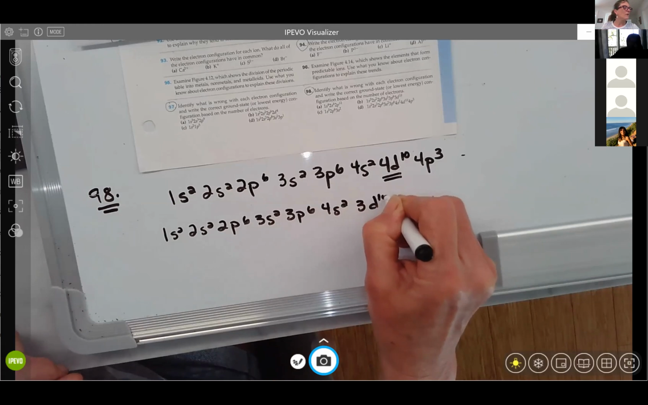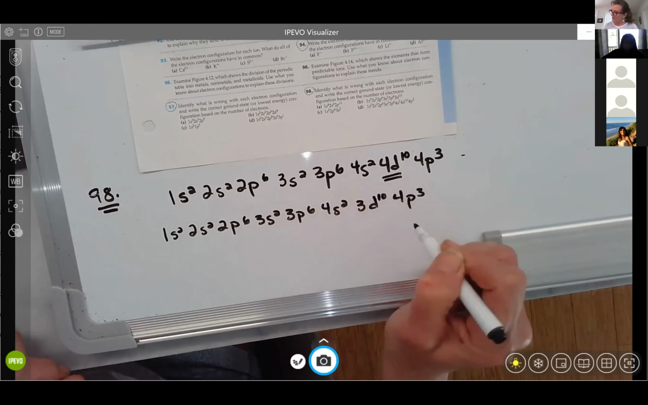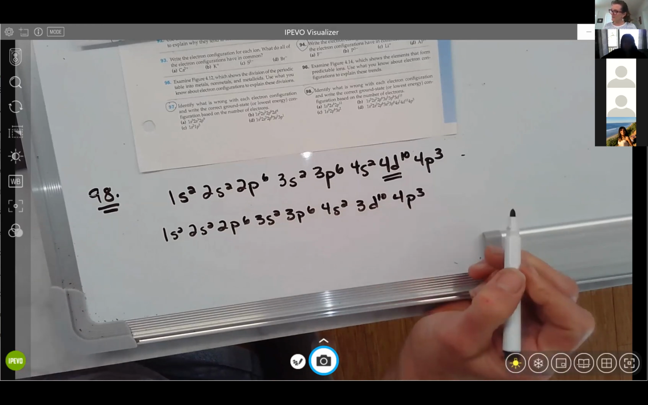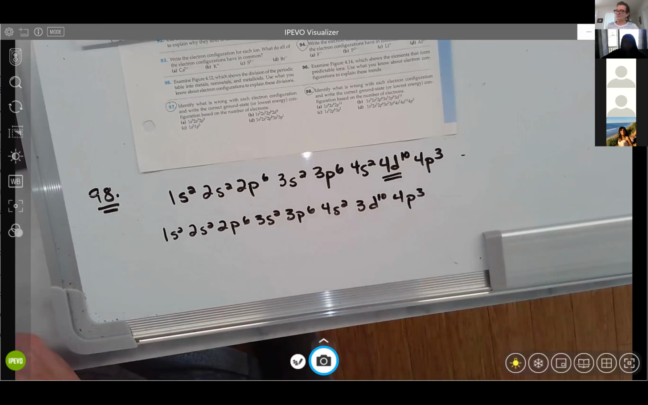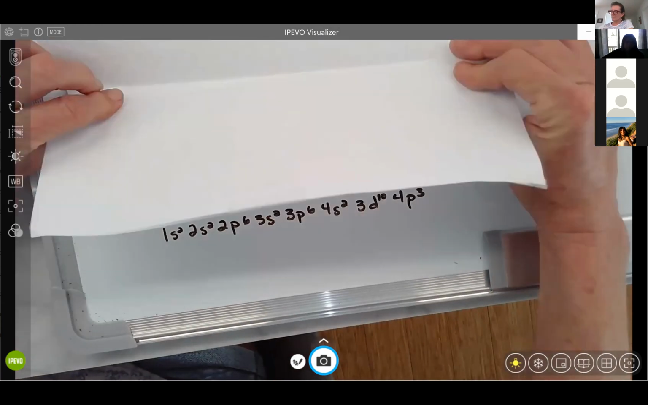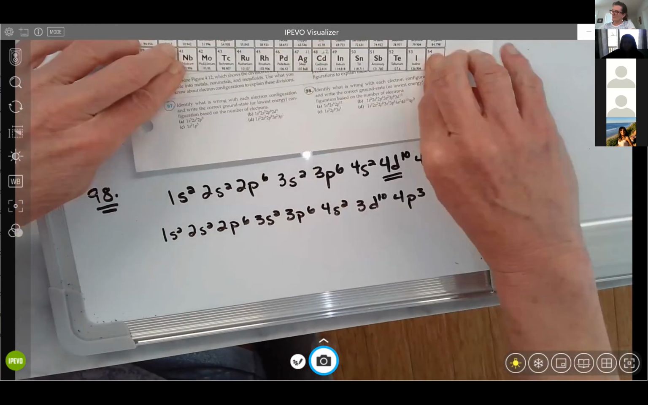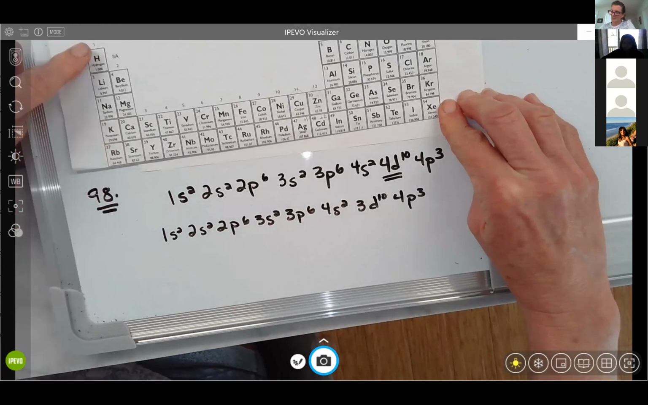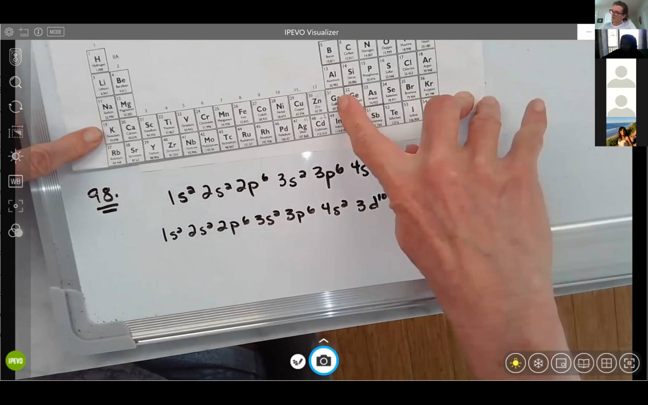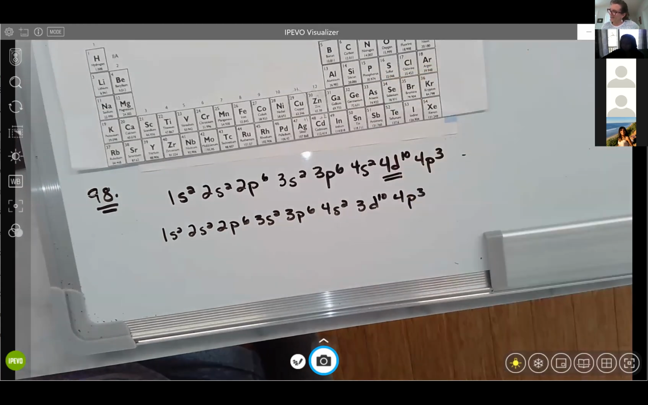Okay, which element is this? Tim. Arsenic? Yeah, it is. Good job.